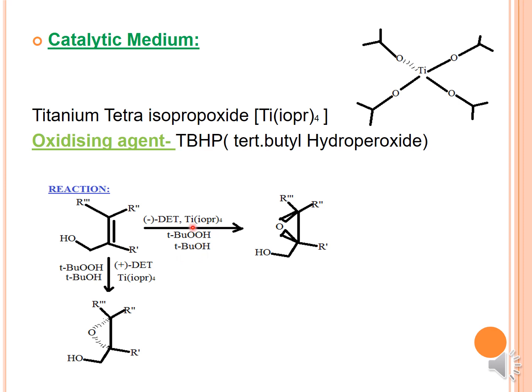Okay, two conditions are there in the presence of titanium tetraisopropoxide. In this condition, the alkene gets affected. Not these groups, whatever the allylic position alcohols are present, those will not be affected. The main aim is just to affect the alkene, and there is a formation of an epoxide over here.